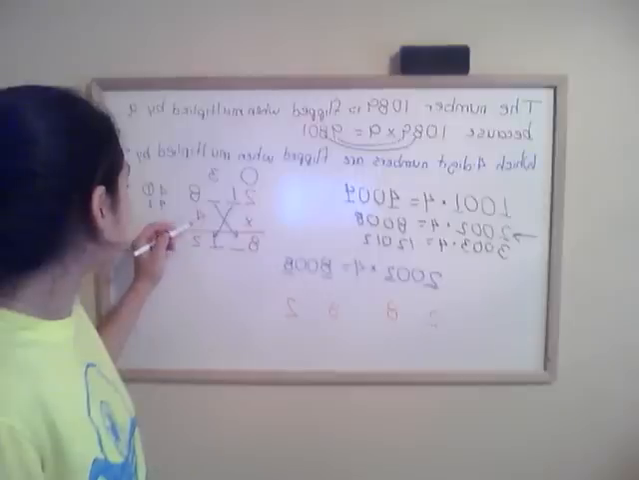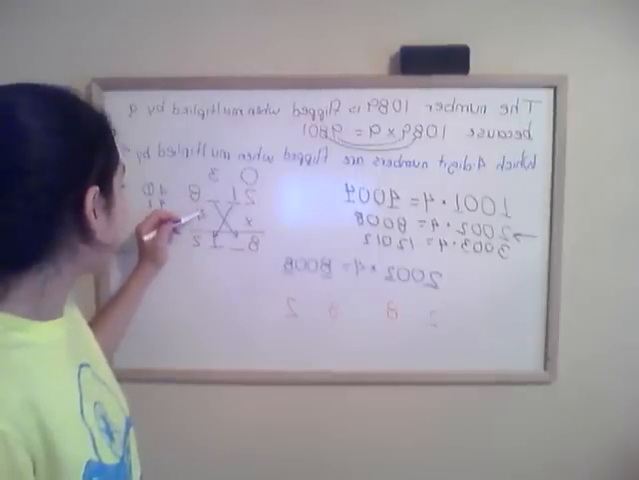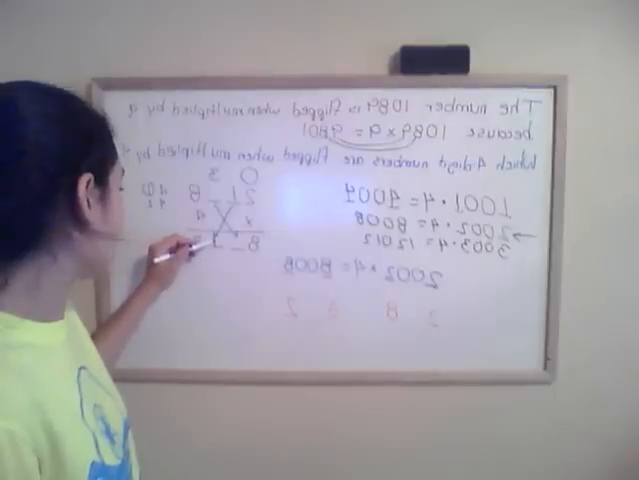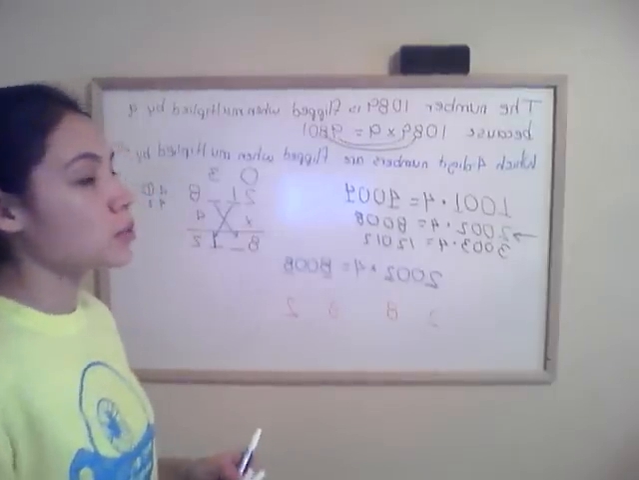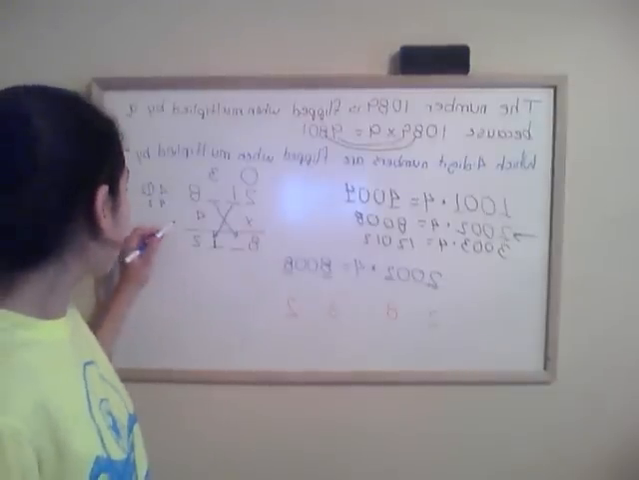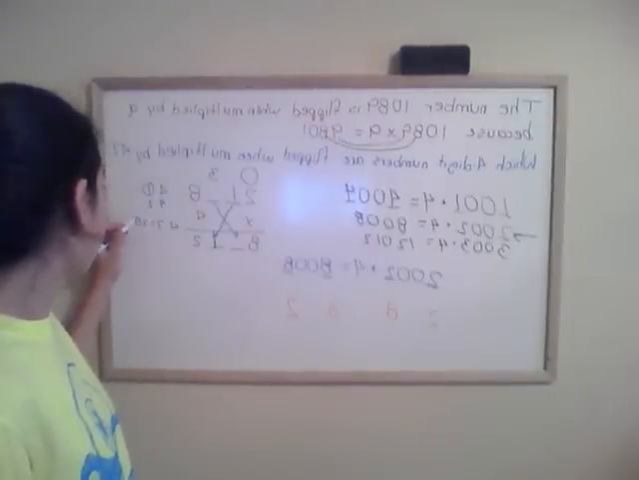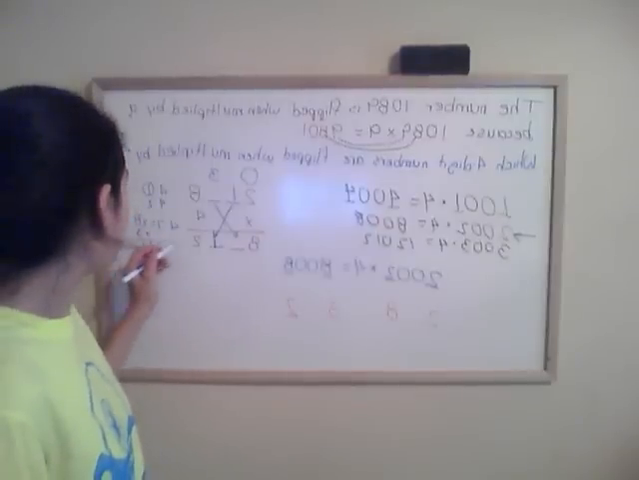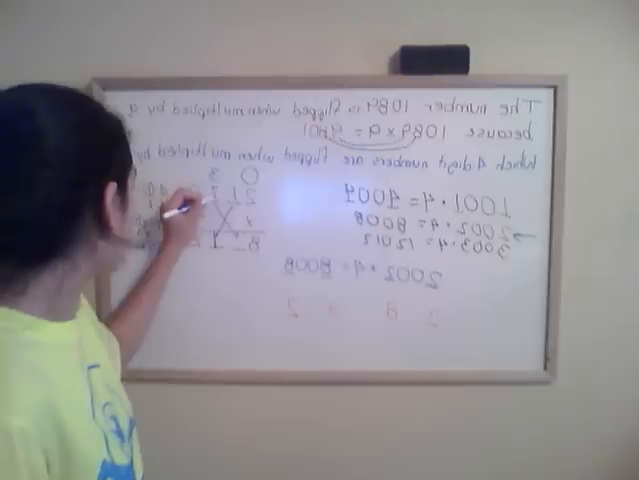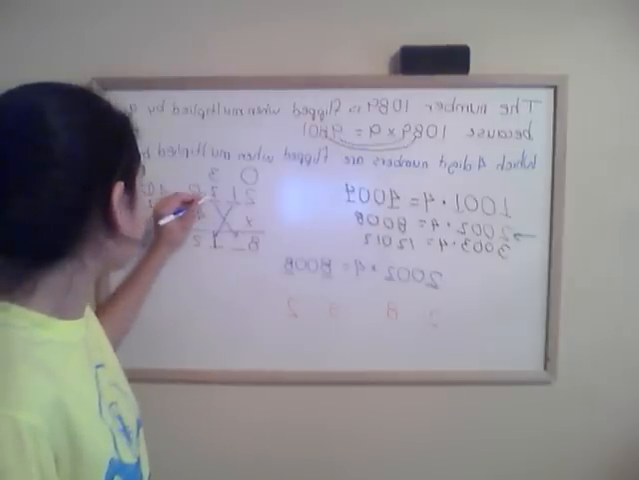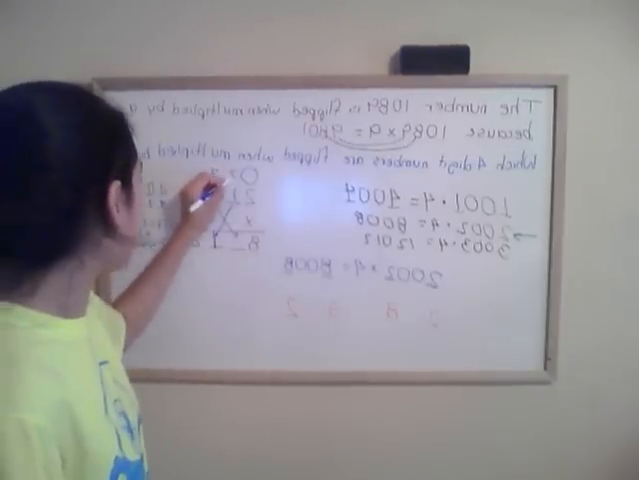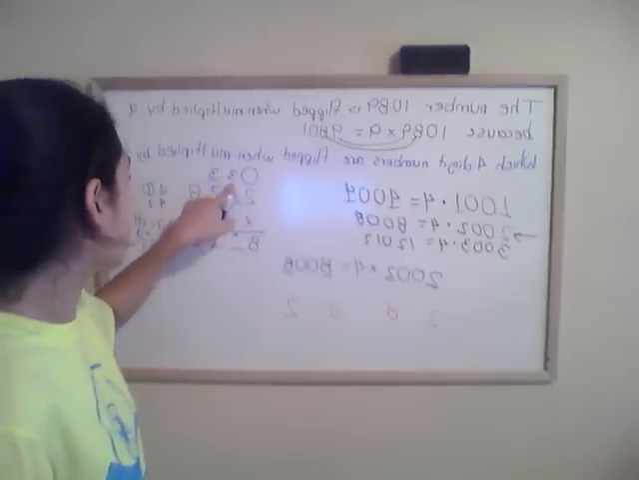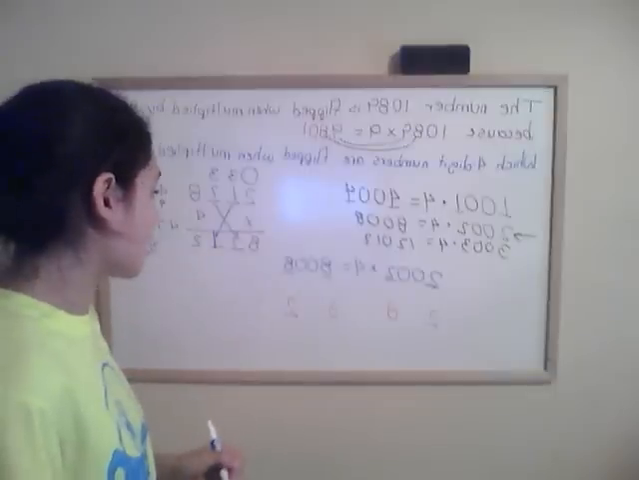So what number, when multiplied by 4 and added 3, would have a 1? That number would be 7, because 4 times 7 is 28, plus 3 is 31. So that would be 7. And now 4 times 1 is 4, plus 3, is 7.